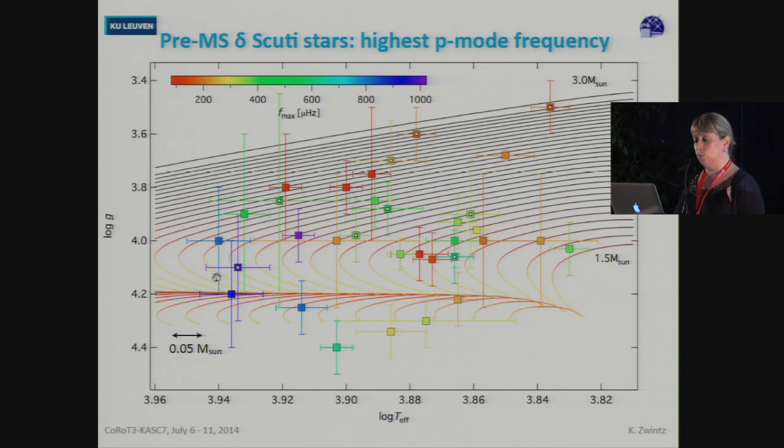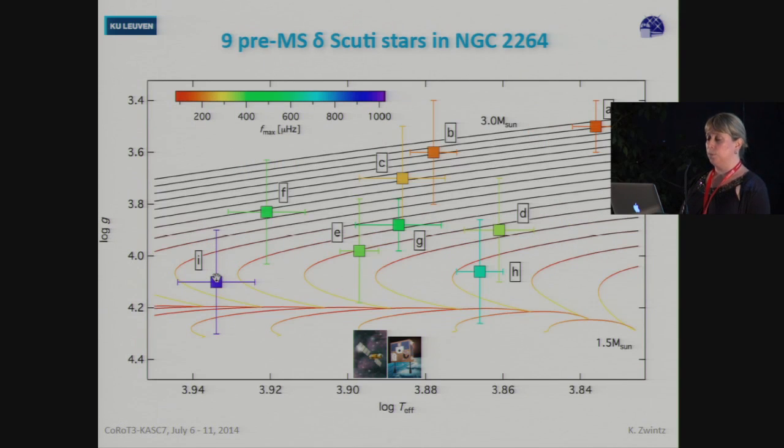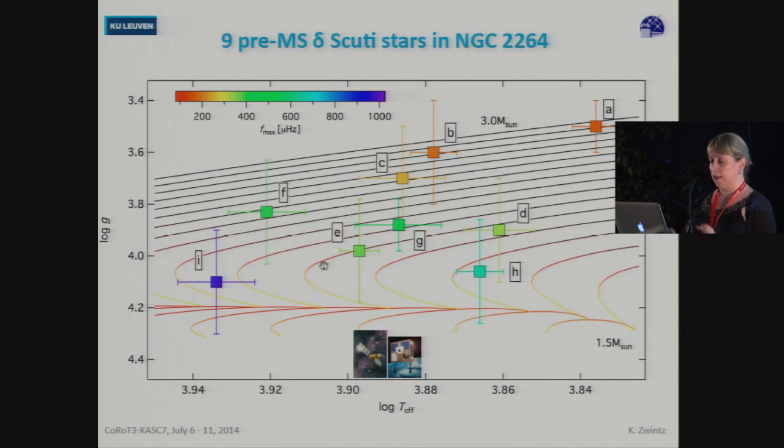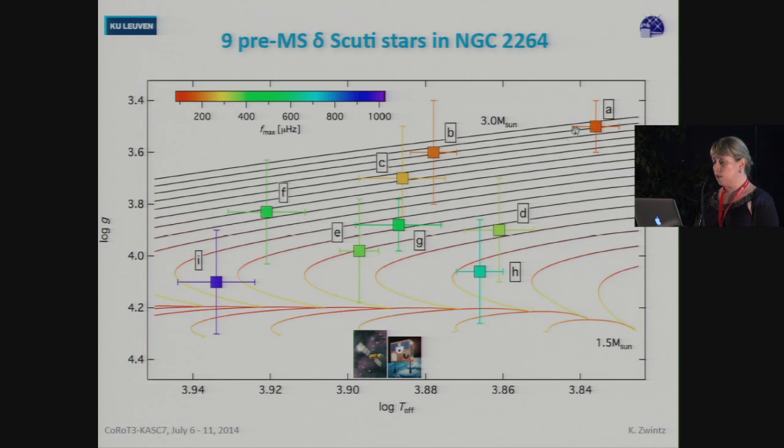It becomes even more clear and more evident if you pick a sample of stars that is born from the same molecular cloud, so from NGC 2264. So you have 9 Herbig-Haro-type pre-main sequence delta Scuti stars of the cluster, and you can see from A to I, they are labeled here, you will see in a moment why, that the slowest stars are furthest away and the bluest star is close to the zero-age main sequence, which was a very exciting result.